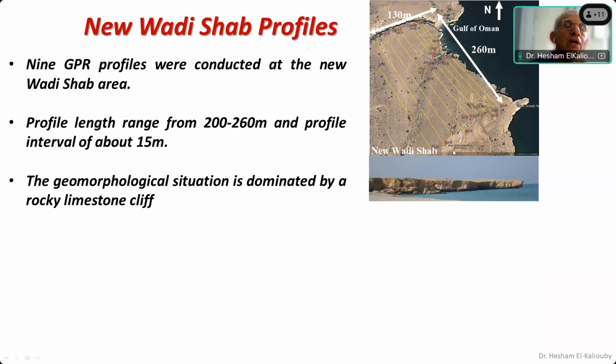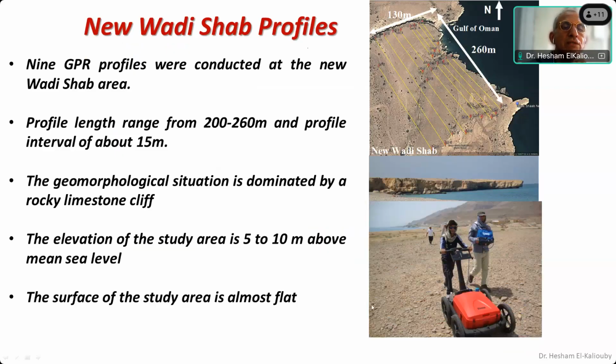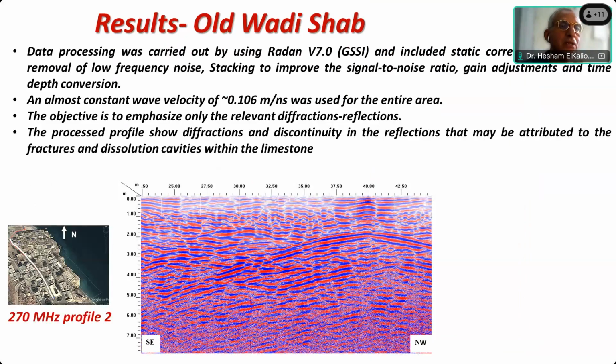On the other area, where there's nobody, it's open. So we did a lot of profiles, like 9 profiles there, with 15 meters between each profile. The cliff elevation is also from 5 to 10 meters above sea level, and you can see this surface is almost flat. So we did the survey in this new Wadi Shab area. In the old Wadi Shab results, after processing the data, we can see here a very broad hyperbola. You can see this.